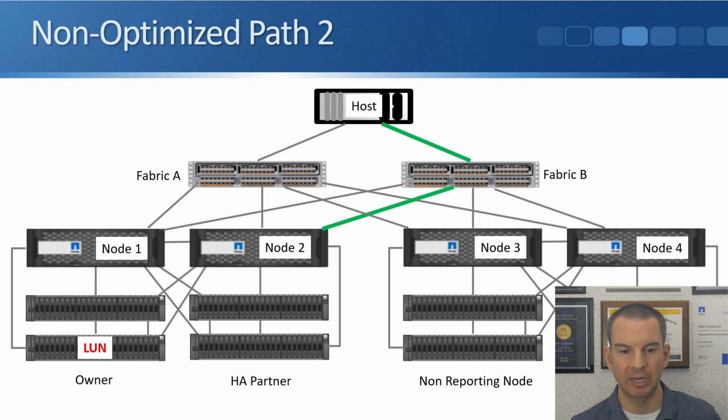I'll just go back a minute, just to make it obvious if it wasn't, that we might also have a LUN on node 3 as well. So if you were wondering, why have we even got LIFs on node 3 and node 4? Well, if we've got a LUN on node 3, then node 3 will have the optimized paths, node 4 is its HA partner, it will have the non-optimized paths, and node 1 and node 2 will be non-reporting nodes in that instance.